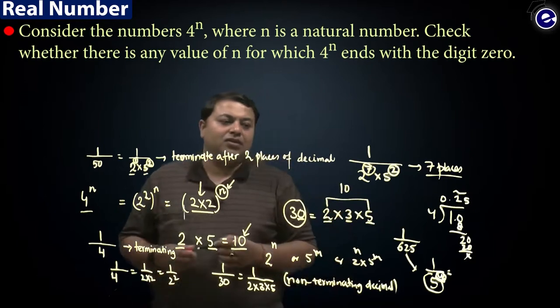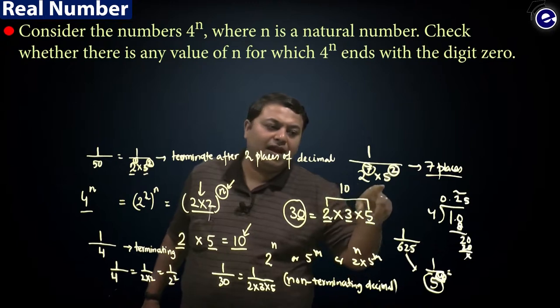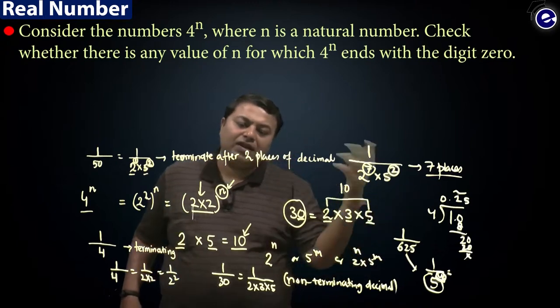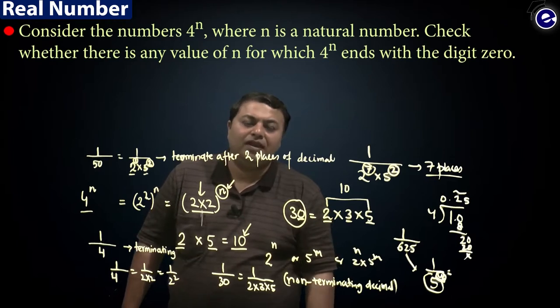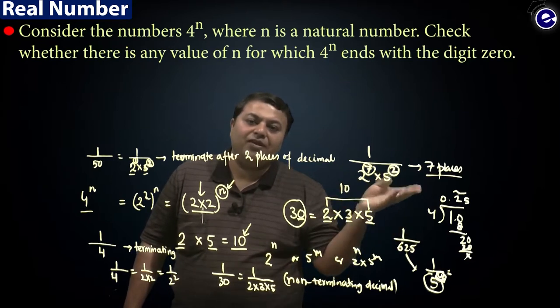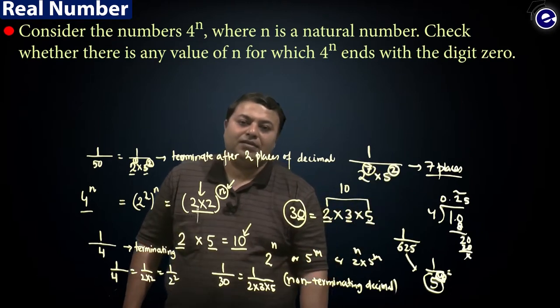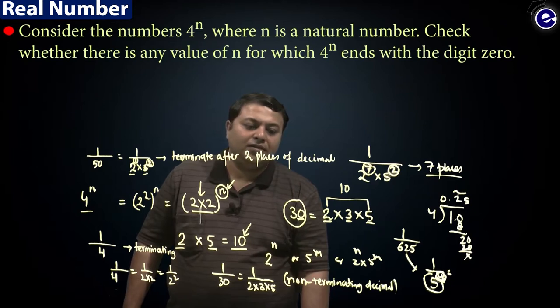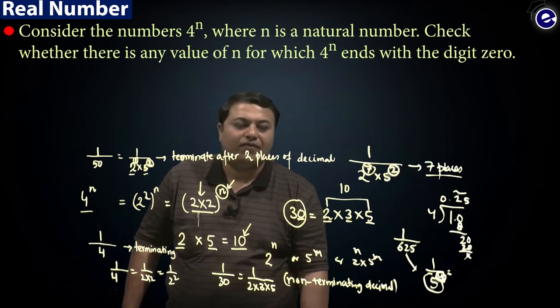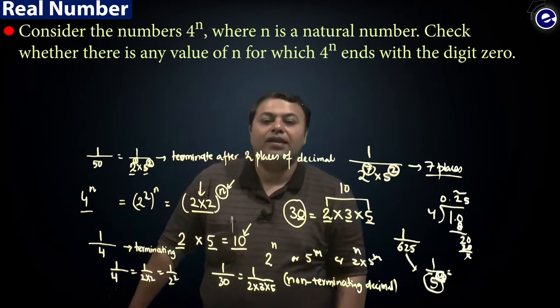Is that clear, children? If both are the same, like the power of 2 is 7 and the power of 5 is 7, still it will terminate after 7 places of decimal. Even if they are equal, that value will be there. If it becomes, suppose, 2 to the power 7 and 5 to the power 8, the power of 5 becomes more, so that will be the number of places it will terminate. Okay, children, this comes as a 1 marker question, where they ask you, without actual division, find out whether it is terminating or not, and after how many places it will terminate.